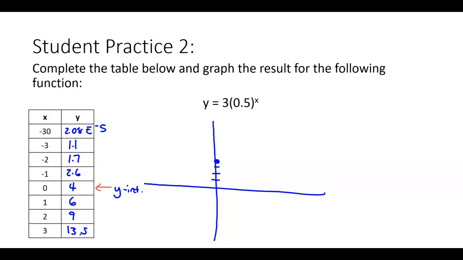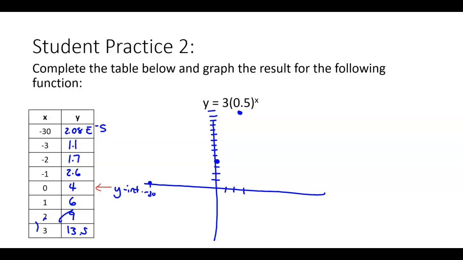We see that at -30, it's basically y equals what? It's about 0, pretty much 0. It's really low down there. At 3, it's 13.5, so I'm going to go over 3. So at 3, it's about 13.5, which is up here. Now, you guys probably plotted all the rest. That's fine. But those other points are kind of not super important.